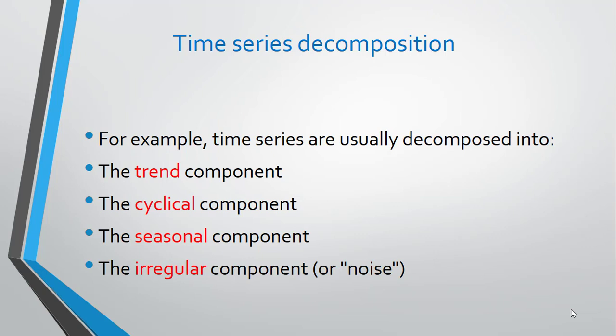Then there's the seasonal component we can decompose time series data into. The seasonal component could refer to the four seasons of the year, or holiday seasons, shopping seasons, or other seasonal components. And then there's an irregular component or noise that we cannot really explain at this moment, but we regard it as noise.